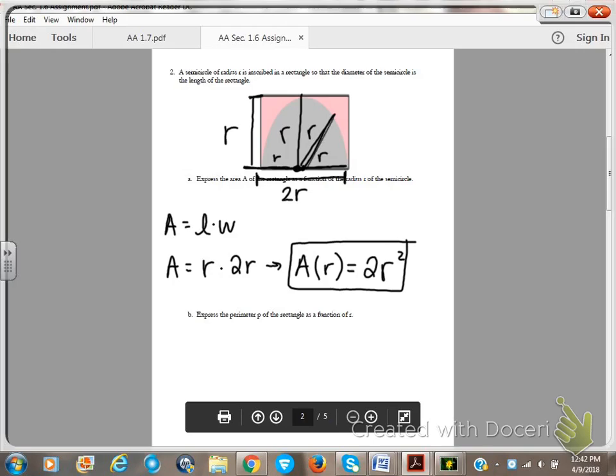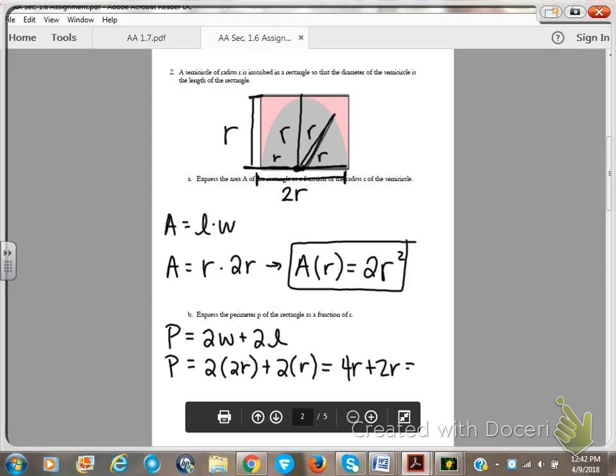Express the perimeter P of the rectangle as a function of r. Usually perimeter is twice the width plus twice the length. Again, our width is 2r. Our length is r. So if you have 4r plus 2r, your perimeter is going to be 6r. So P of r equals 6r. Whenever they're asking you to write a function, they're just asking you to write an equation with one specific variable in it.